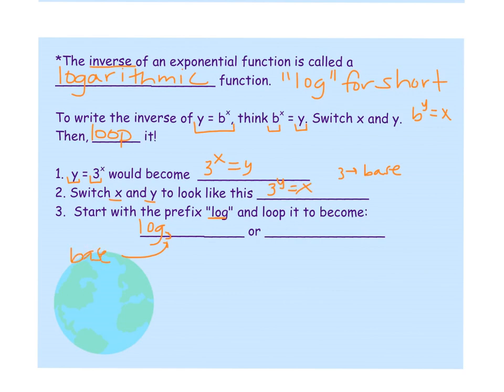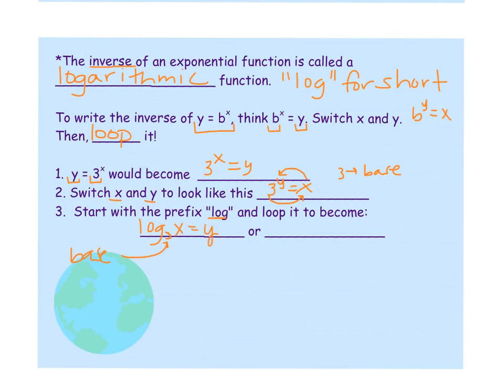Like so. And then the looping comes from this. From the base, we always take the logarithm of what's on the right-hand side, which is x. And then it always will equal the exponent. And that's how you get y by itself.